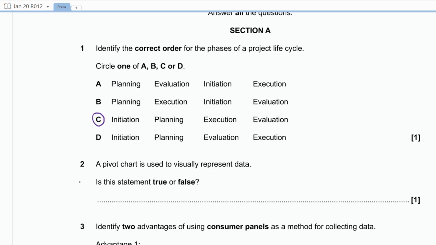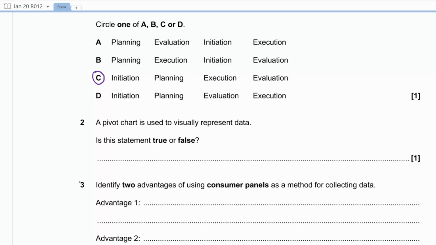Question 2, a pivot chart is used to visually represent data. Is this statement true or false? So a pivot chart is one of the few charts you need to know about, but all charts and graphs are there to show data in a visual way. They're not just text data or data in a table. So therefore this statement is true. You might have used a pivot chart in spreadsheet software. It's really there to take just a section of your larger data set.